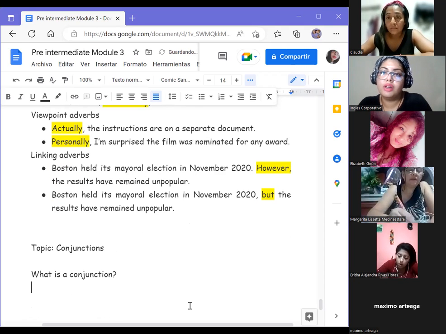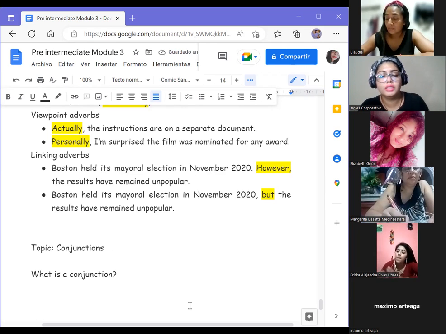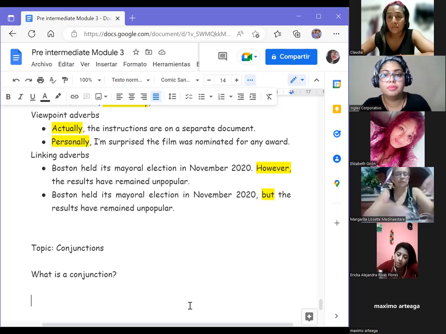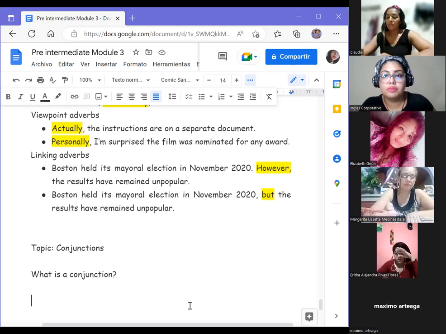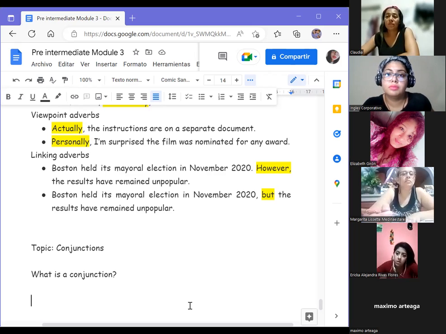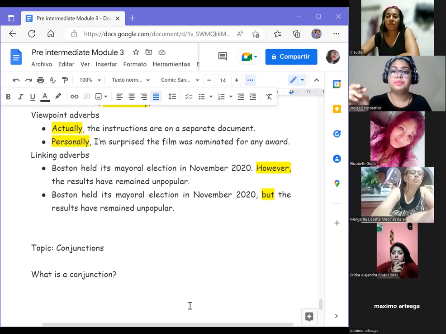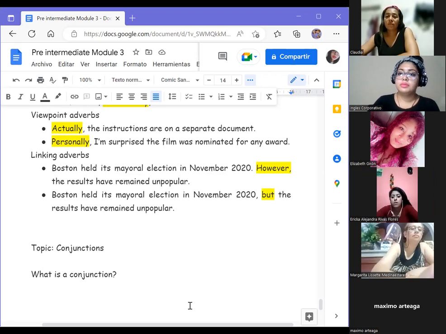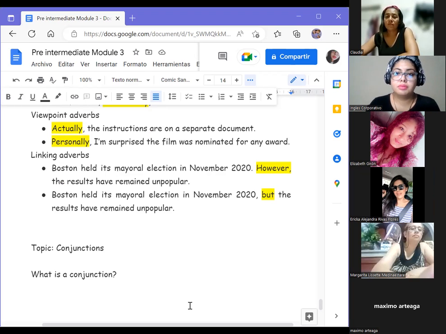Does someone know what a conjunction is? Or have you ever heard that word, conjunction? No, never? Okay, we are going to find out what a conjunction is right now.